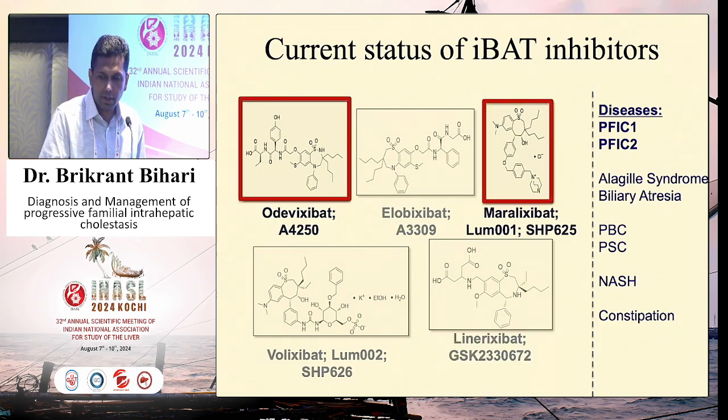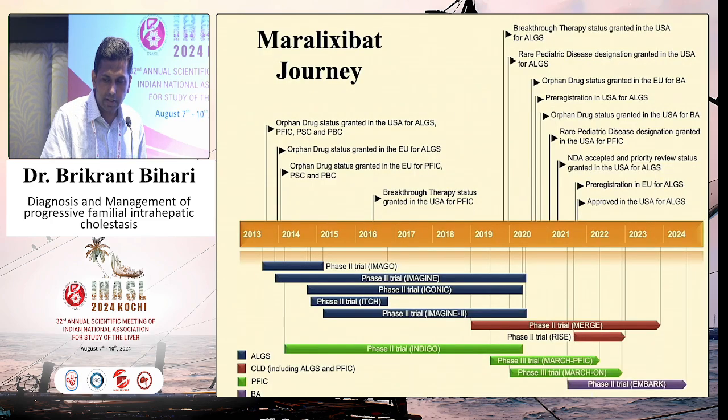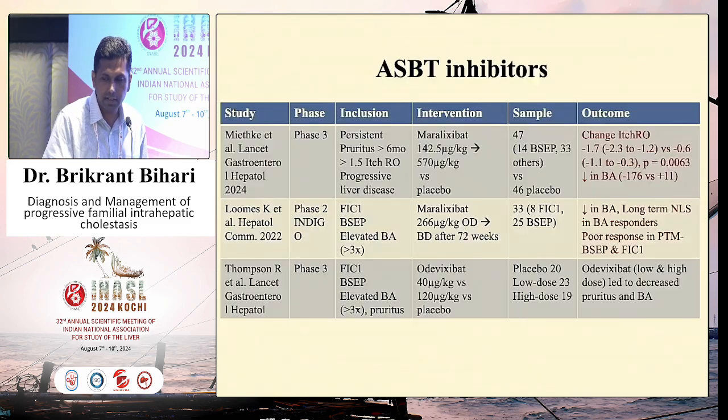So current status, Odevixibat and Maralixibat are the two IBAT inhibitors, and they have now received FDA approval for PFIC in Europe as well as in the US. Three important phase 3 studies have shown that they improve pruritus and even improve long-term native liver survival. Obviously, with missense mutations, their response is better. In protein truncating mutations, the response is not as good as we see in the other milder mutations. So these are the 2 drugs, Maralixibat and Odevixibat, and the important trials, the INDIGO trial, PEDFIC1 and PEDFIC2 trial.